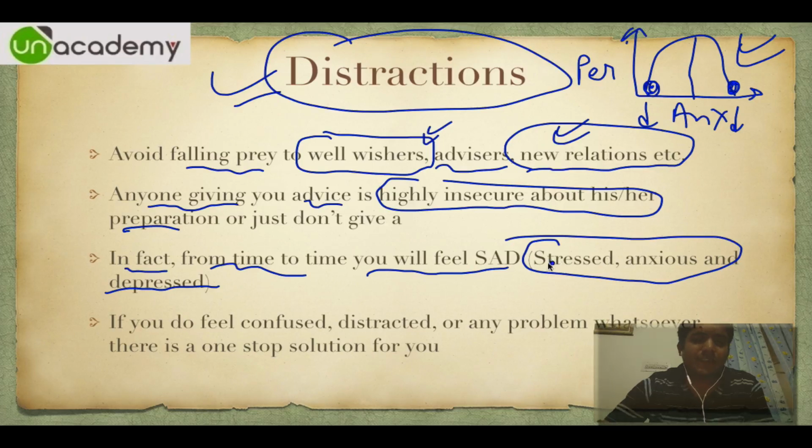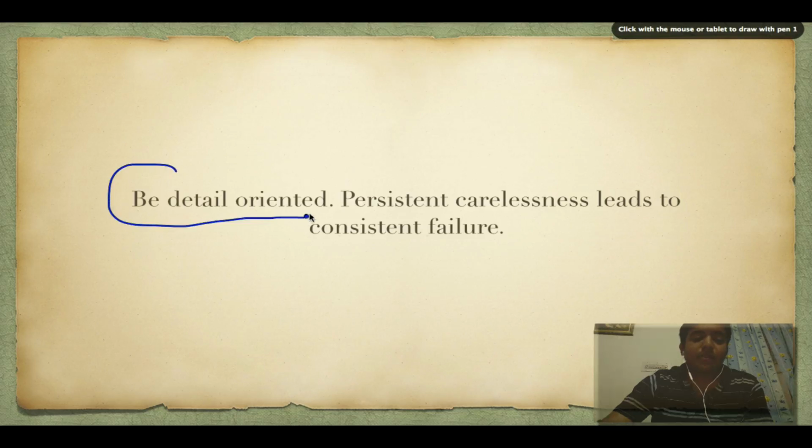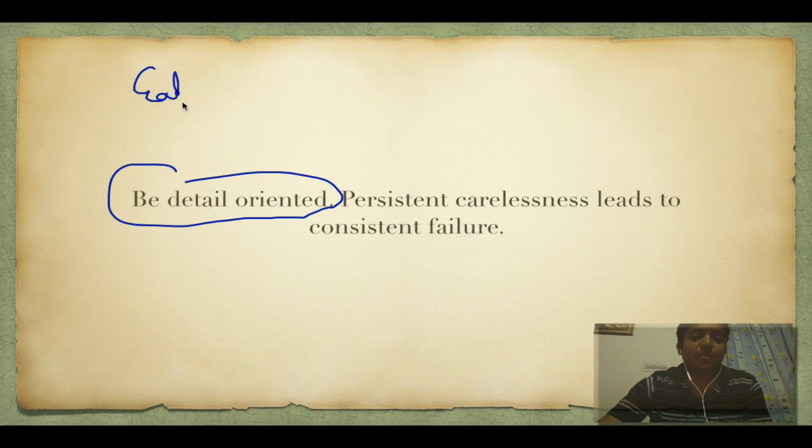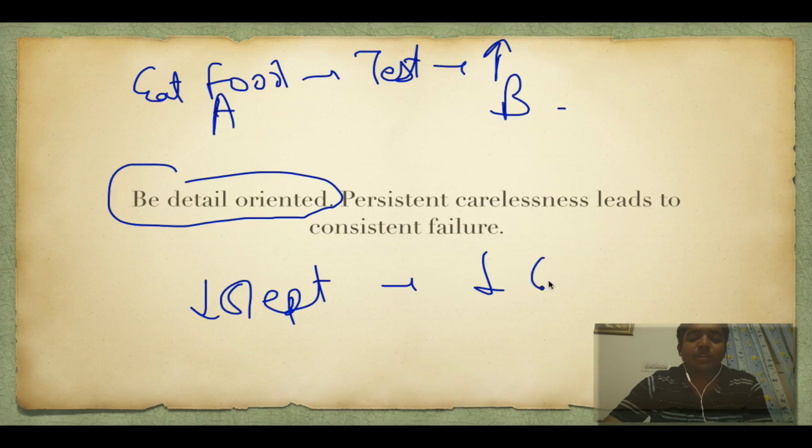So if you still feel depressed, stressed, confused, distracted, and full of doubt, or if you face any problem whatsoever, there is a one stop solution for you. That is, you have to be detail oriented. Let's say you eat good, balanced food, and you give a test, you get more marks. So this is A leading to B. Similarly, you slept less and you couldn't concentrate. So this is Y leading to Z.